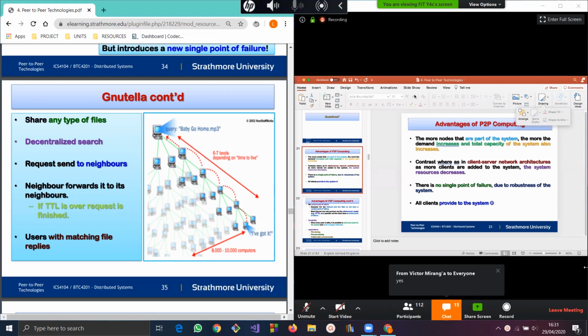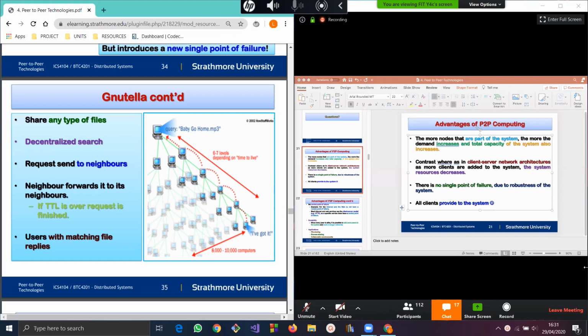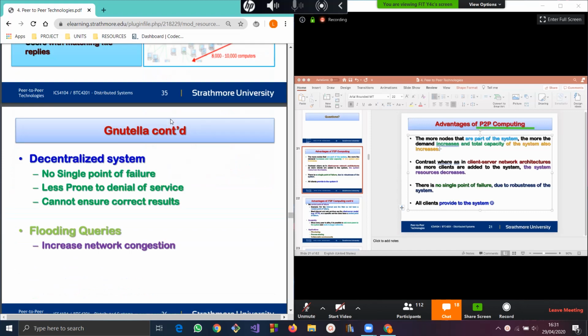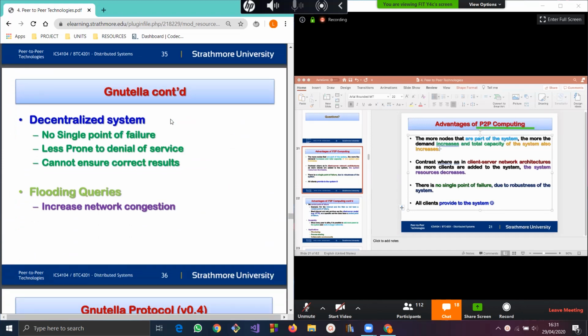So now we have discussed several things. Some of them now become very easy to explain. Let's start with things like this one here: P2P computing. The advantages: the nodes are part of the system. The more demand increases, the total capacity of the system also increases. So we can increase demand, we can increase capacity, we can increase that P2P structure.